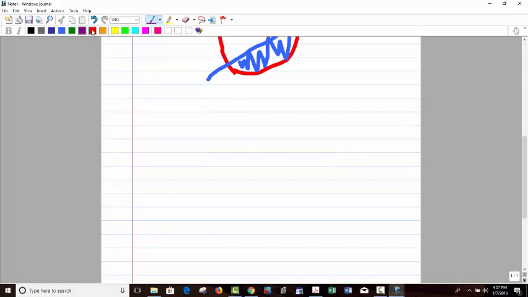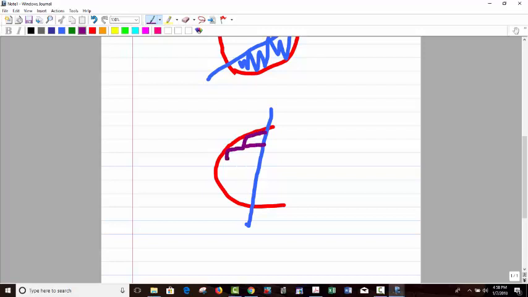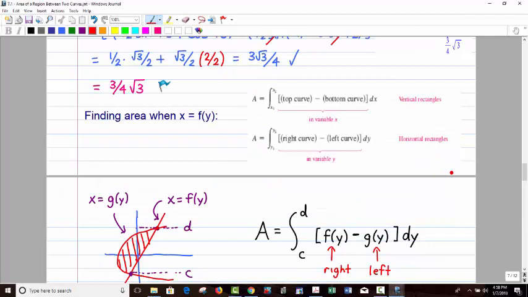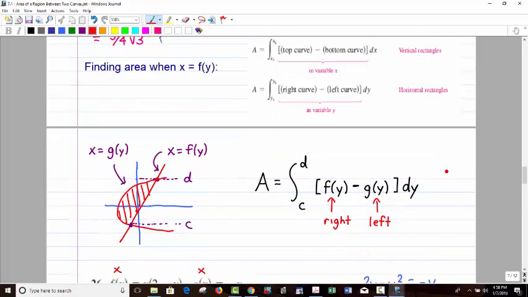Call these horizontal rectangles. We're now looking at graphs like this. And then let's say we had this coming through here, and then we had a bunch of sideways rectangles, finding the area like that. Of course, we're going to use an integral, but I was just showing you what that meant. So now we have x as a function of y. Now you have to treat it this way: it's the curve on the right minus the curve on the left.